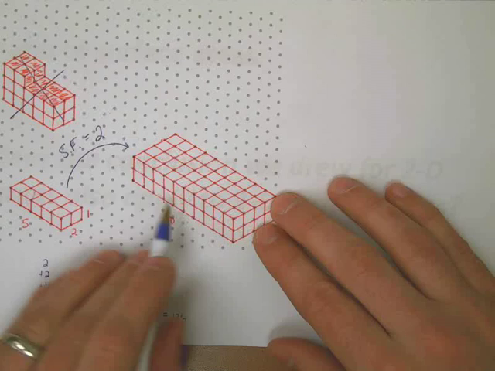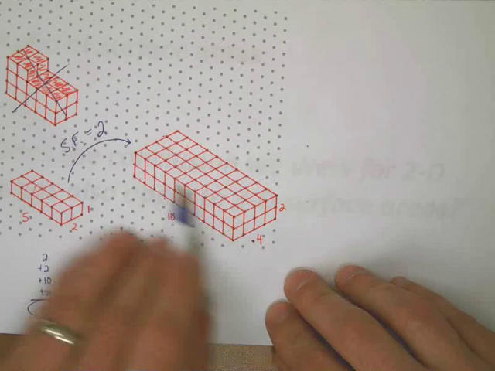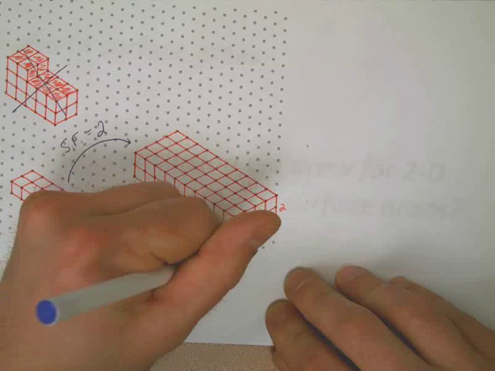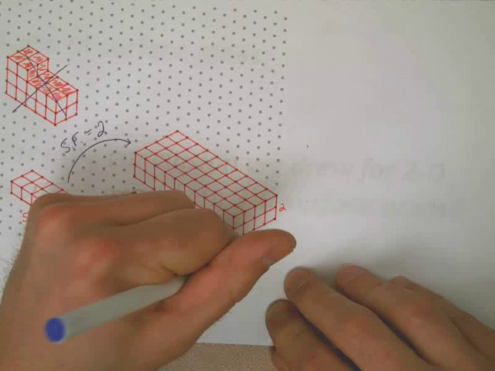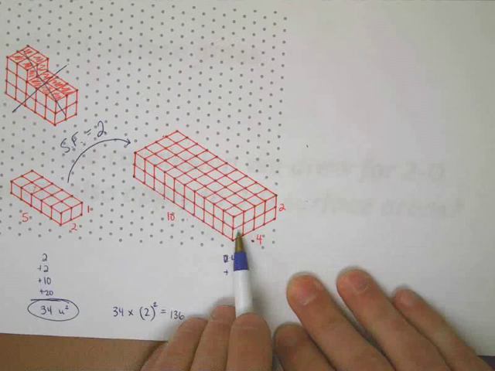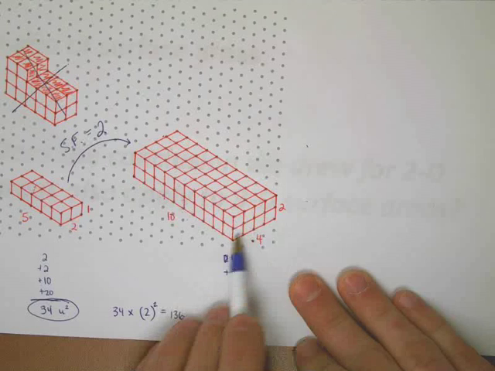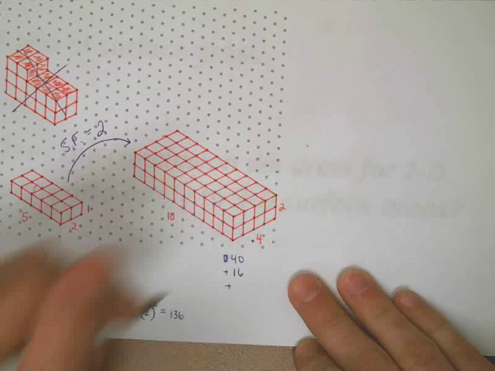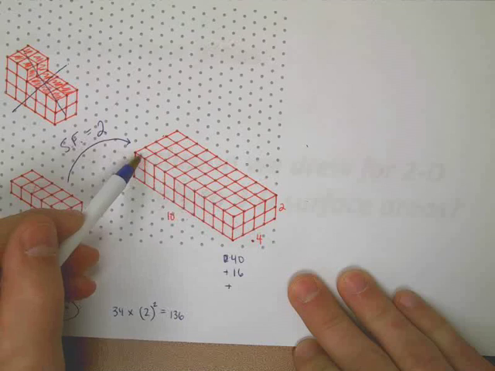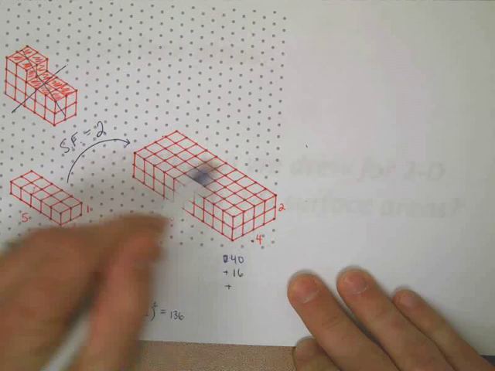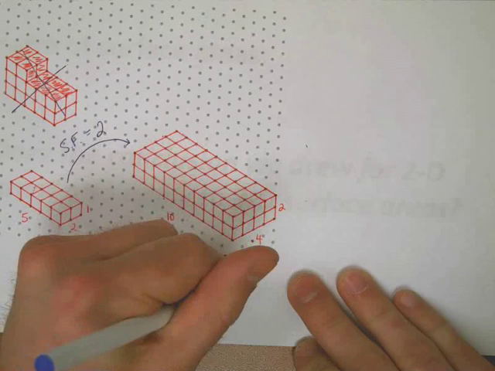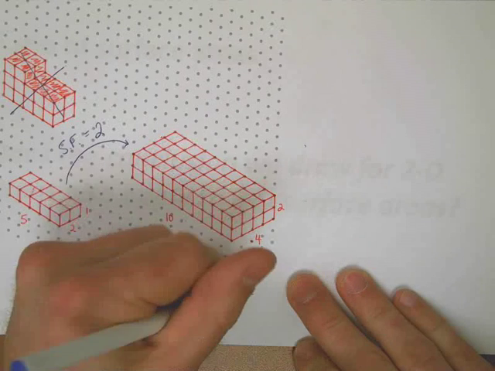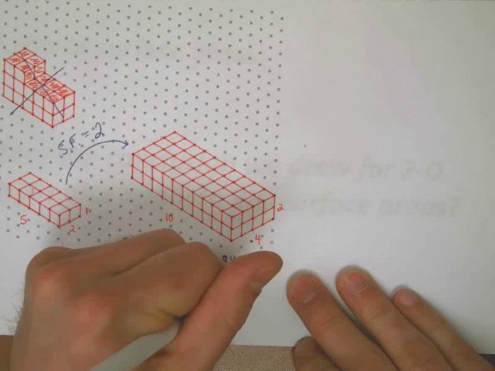So let's go through and figure it out. The left and the right faces would have 20 boxes each. So I have 20 on the left and 20 on the right. That's 40 total. The front and the back have 8 boxes per side. So 8 on the front, 8 on the back. That's 16 total. And the top and the bottom have 40 boxes each. So I have 40 on the top and 40 on the bottom. That's 80 total. If I take 80 and 40 and 16, those do indeed add up to 136.